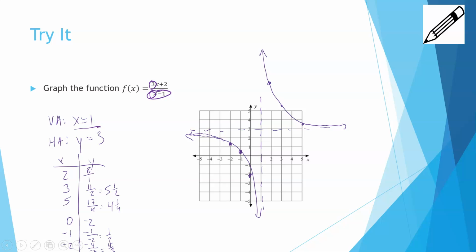With the table, I plugged in 2 and I got 8, so that was off the graph. 3, I got 11 halves. 4, though, I got 17 fourths, which is 4 1/4. So that's how I got that part of my curve. On the other side, 0, I got -2, -1, I got 1/2, and -2, I got 4/3. So that's where I got those 3 points. Okay, so if you had something like that, that was good.